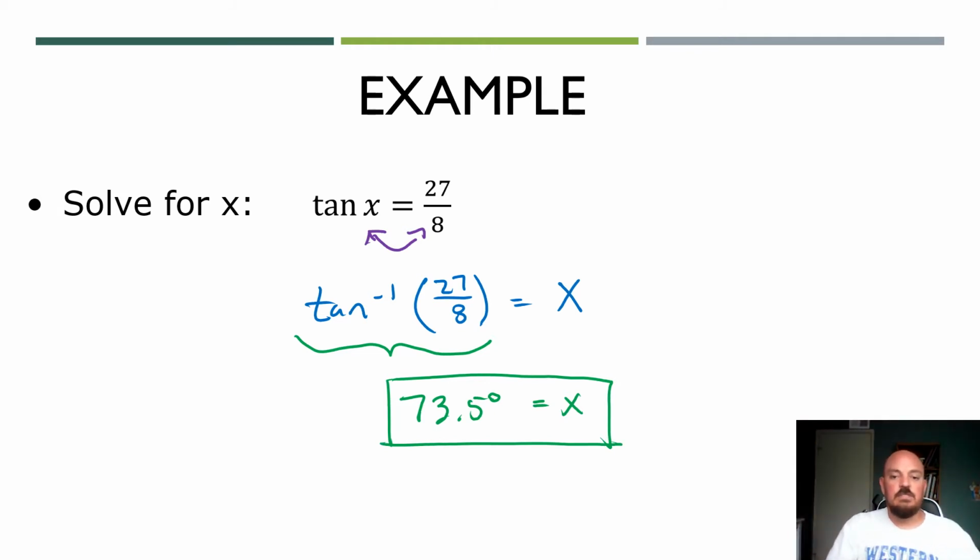So that's the difference. What I want you guys to notice is when you use inverse. When you use inverse is when the variable is inside the trig function. If it says sine of x or tangent of y or cosine of z, those are the times you're going to use inverse trig. It's also when you're finding an angle, which is what we're going to talk about next. So let's do that.